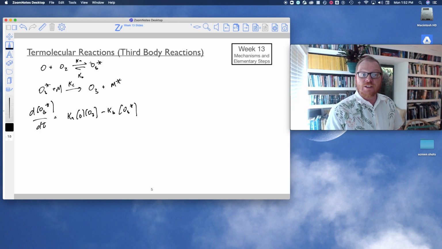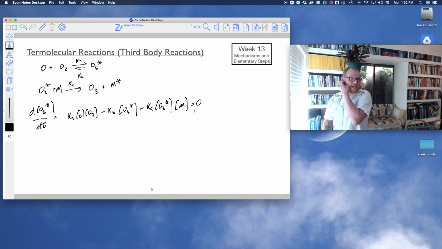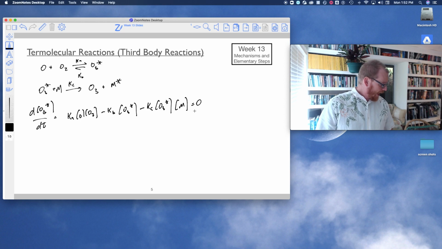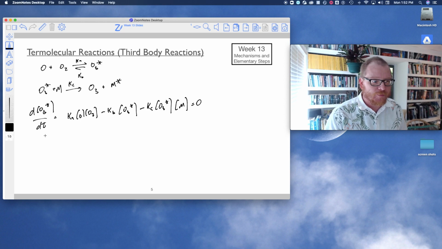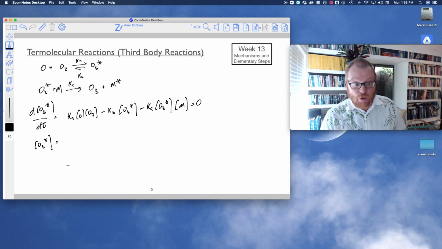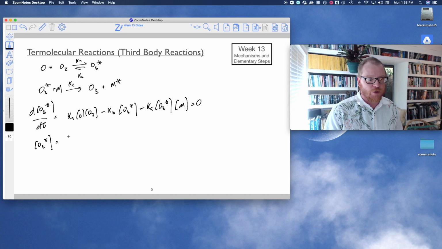Let's see here. So that's two reactions involving O3 star plus a third reaction, so we need a third term. And now O3 star disappears at minus Kc times O3 star times M, and applying the steady state approximation says we can set that equal to 0. And so now, once again, we solve for the concentration of O3 star using some algebra, since that's all equal to 0. I'll just do that for you really quick.